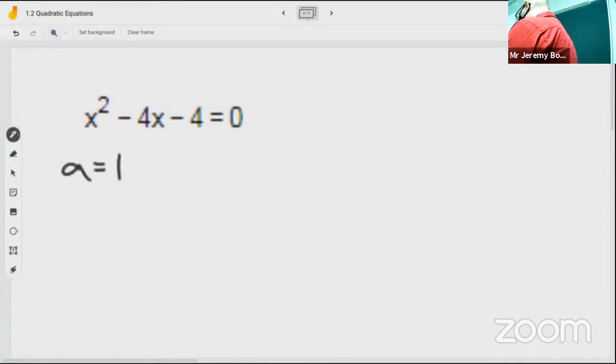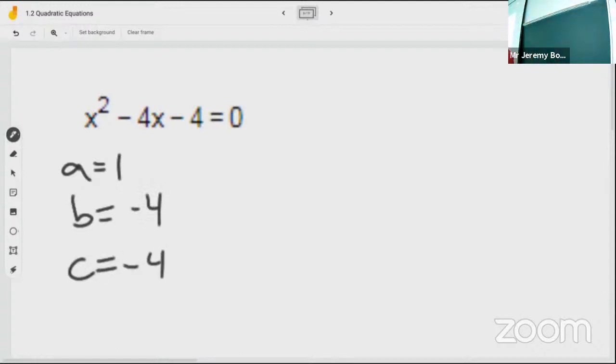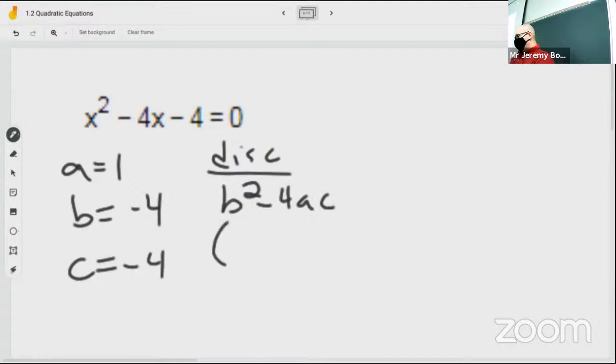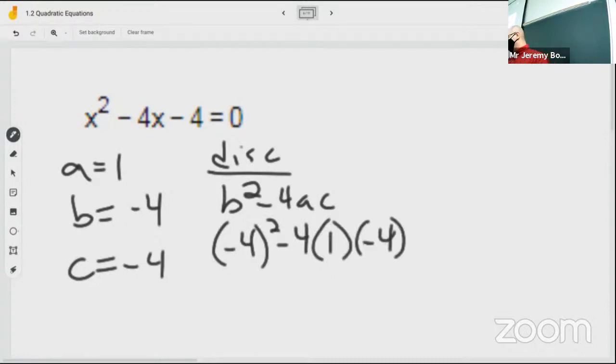Our a is 1, our b is negative 4, and our c is negative 4. So first we're going to do the discriminant. I'm going to start shorthanding this. That's going to be b squared minus 4ac. So that's a negative 4 squared minus 4 times 1 times negative 4.